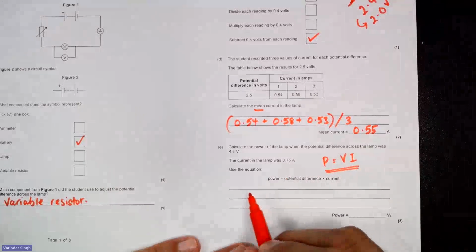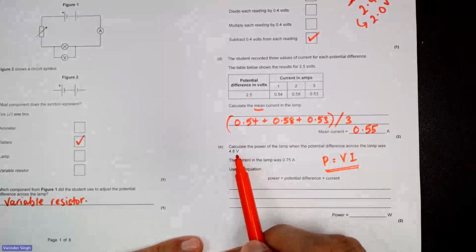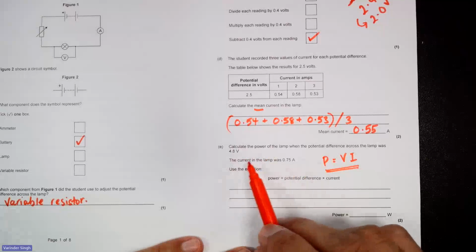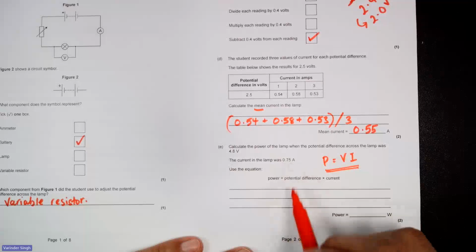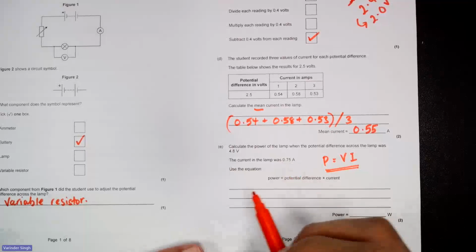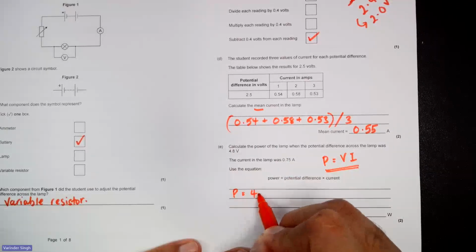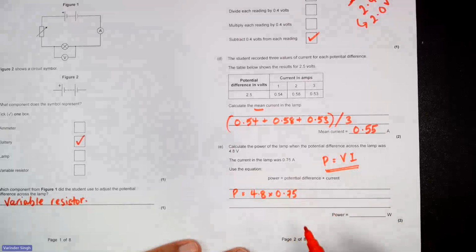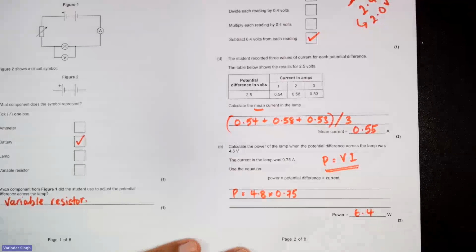So you do need to learn this equation, but here we're given it. So simple case here of substituting the values in. Doesn't look like we need to convert anything because the potential difference is in volts, not millivolts or kilovolts. The current in the lamp was 0.75 amps. Again, amps is the standard unit. So put those numbers in. So the power equals 4.8 times 0.75. Doing that, we get an answer of 6.4 watts.